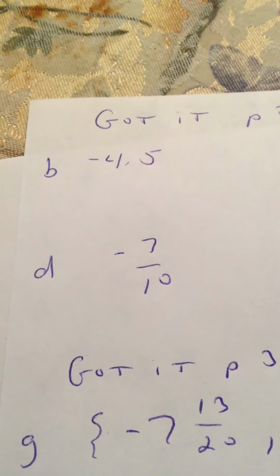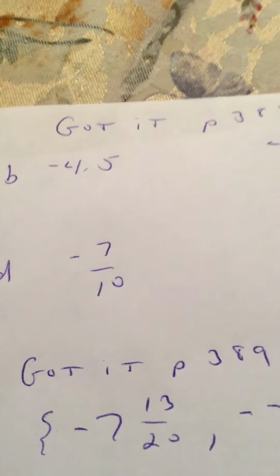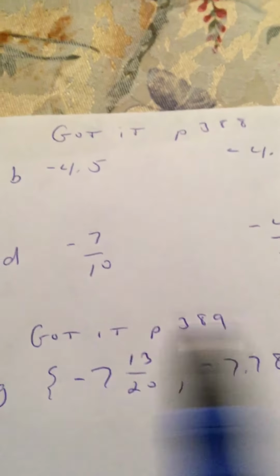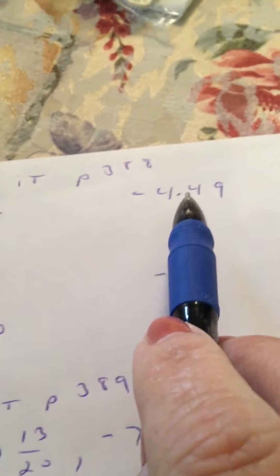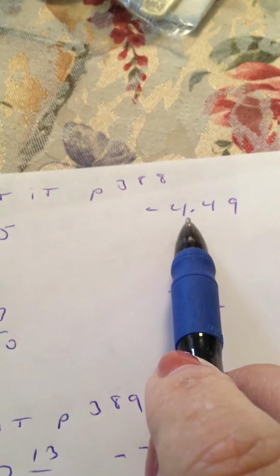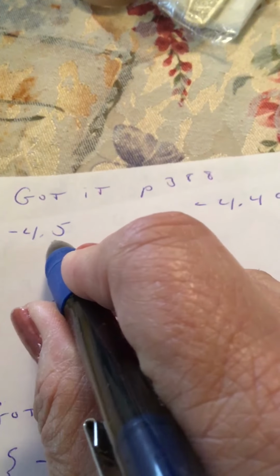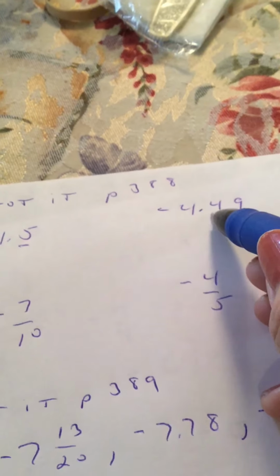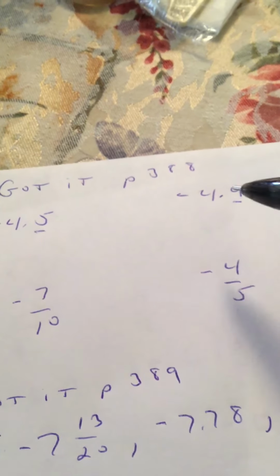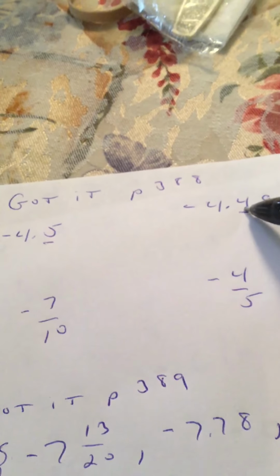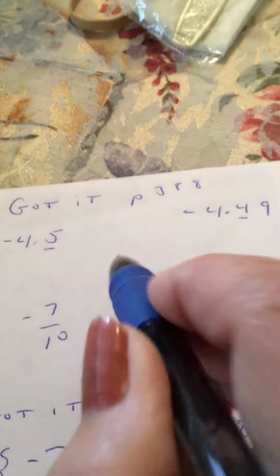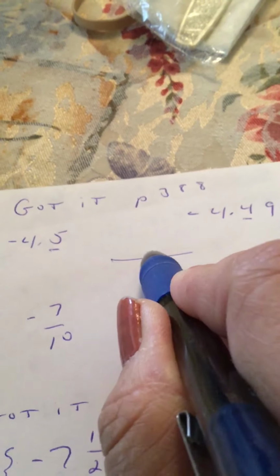You were asked to do letters B and D, and the letter B says to compare -4 and 5/10 versus -4 and 49/100. Okay, they're both negatives. You have a 5 after the decimal versus the 4. But because they're negative numbers, even though you're thinking this 4 is smaller than the 5, you have to look at it on a number line.